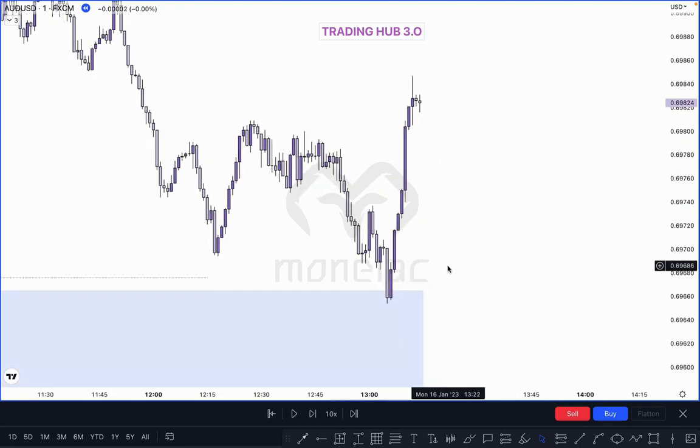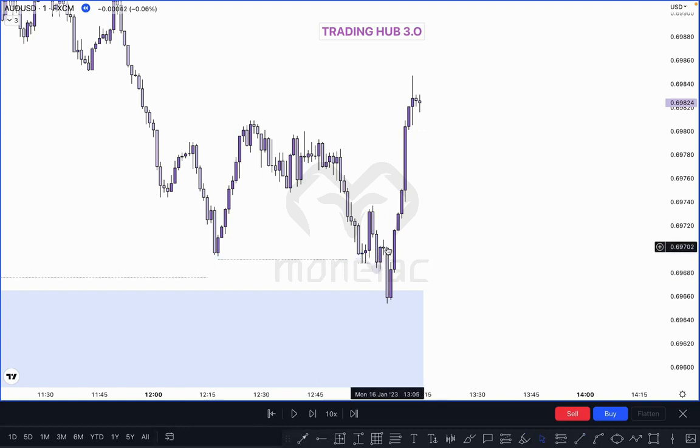So where is our ChoCh? In this case, look at this. You have to mark a valid structure, in this case in a lower time frame. So this low is our lowest point. Why? Because the market broke the previous low, which one is here, and this low broke this low like this. Okay, so the lowest point is here.